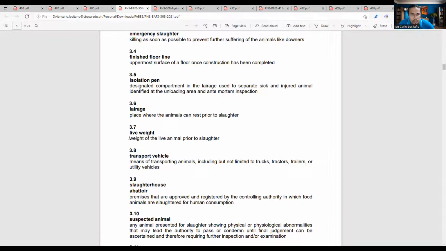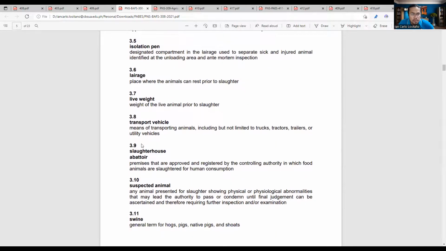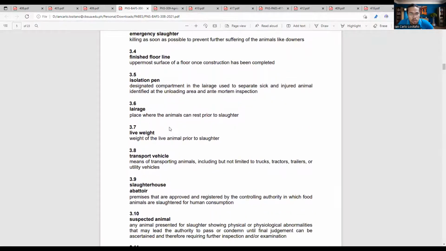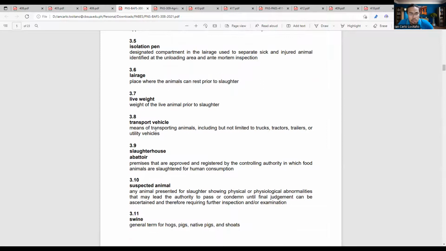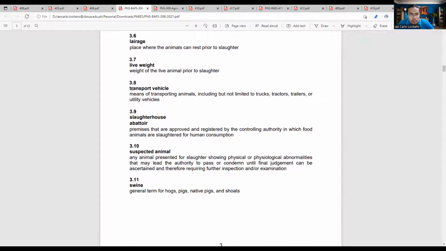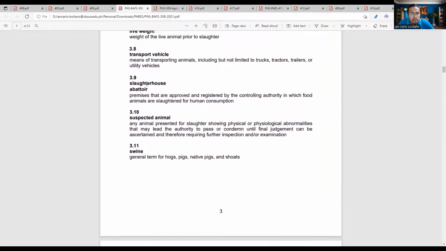Live weight is the weight of the live animal prior to slaughter. The carcass weight is differentiated from that, because that is for the already slaughtered animal. So the lairage is a holding area prior to the slaughter of animals. It should accommodate vehicles. The transport vehicle should be transporting the animals from the lairage area or from the farmstead to the slaughterhouse facility. You have here the slaughterhouse or abattoir.